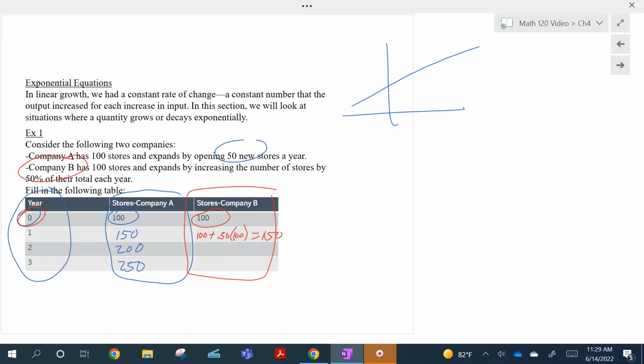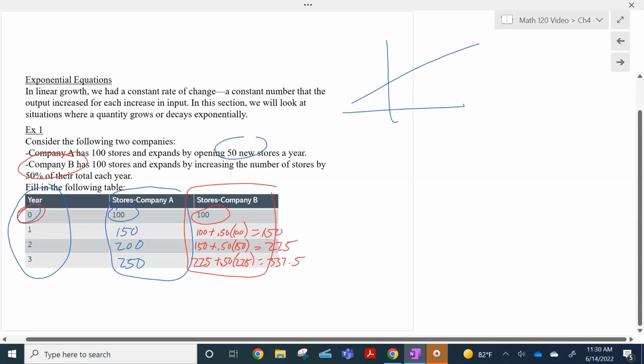And then the next year, they increase by 50% again. So they have 150 from last year, and then 50% of 150, which is 75, ends up being 225. And then the next year they have the 225, and then 50% of that, that's 112.5, so that ends up being 337.5.